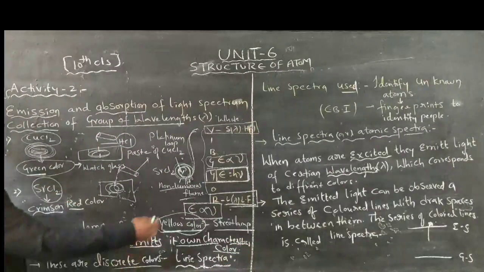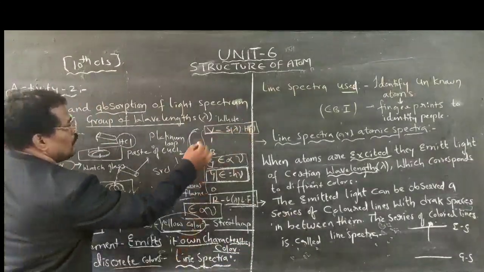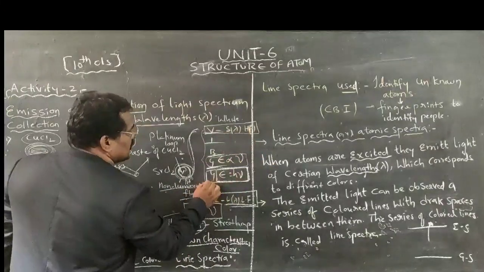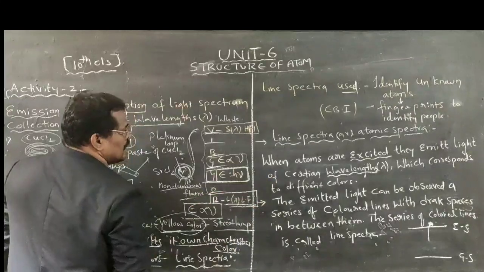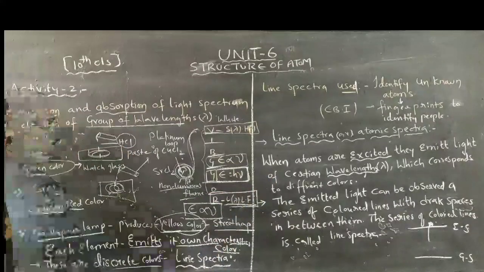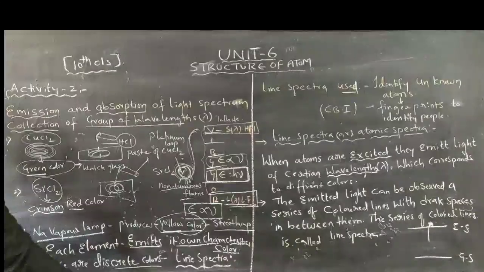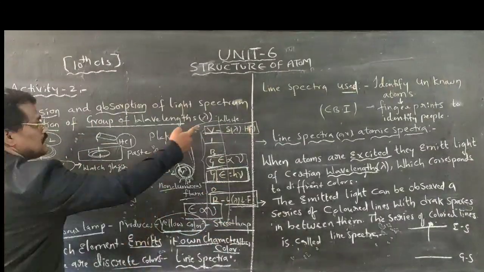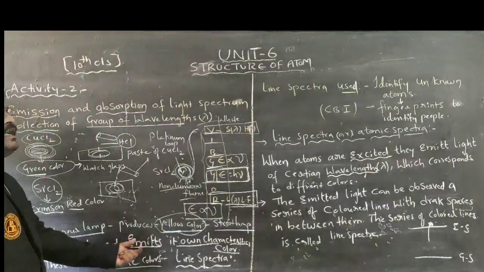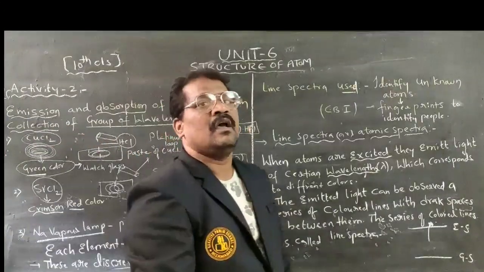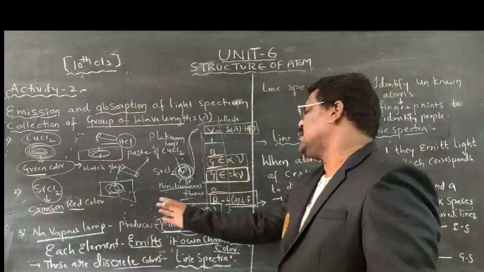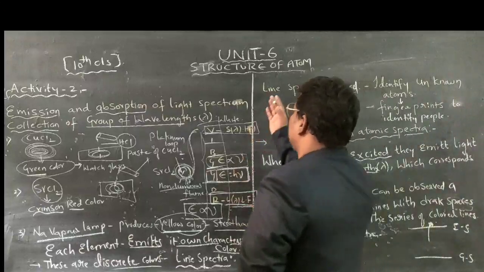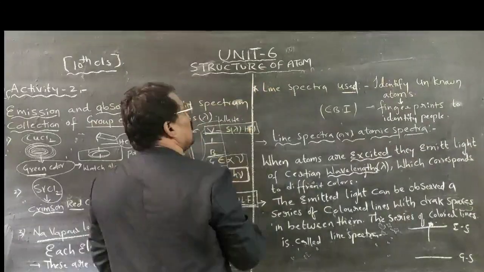Each color has its own characteristics. Violet has its own, indigo has its own, blue has its own, green has its own, yellow has its own, orange has its own, red has its own characteristic color. If you compare, this is a spectrum in which discrete colors exist. That is called nothing but a line spectra. These discrete colors produce a line spectra. For what purpose will this line spectra be useful?